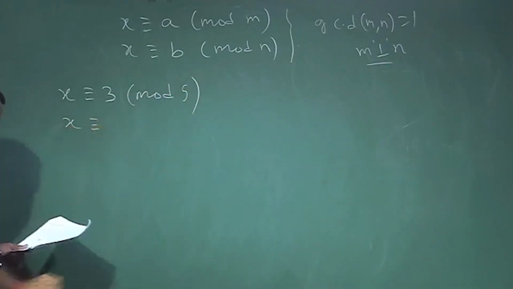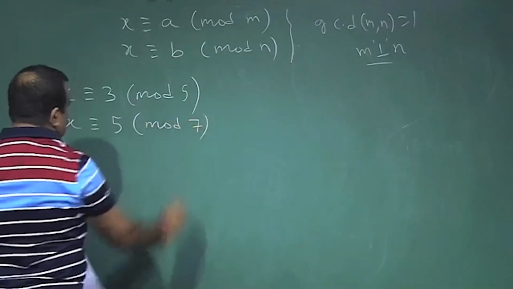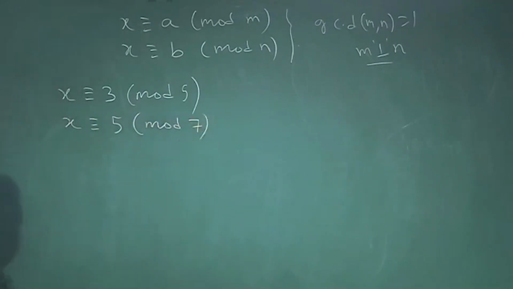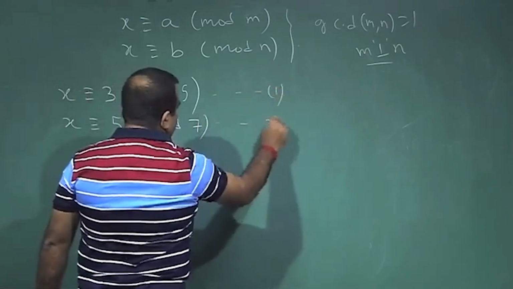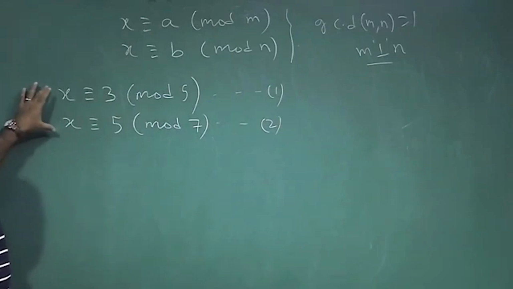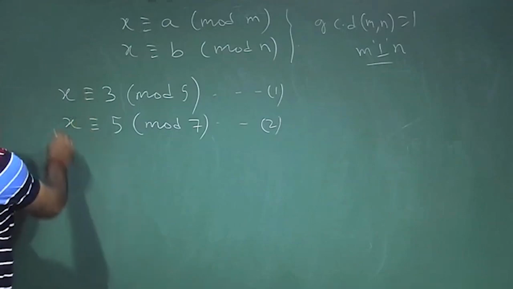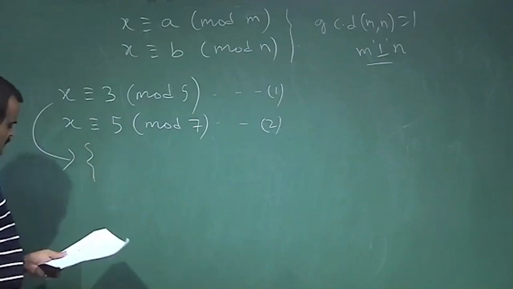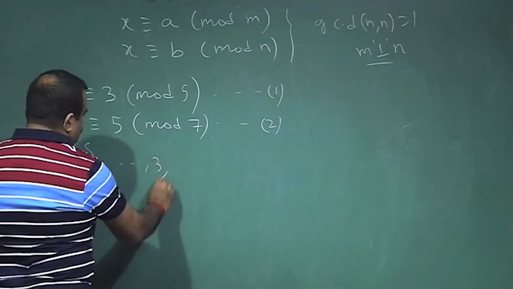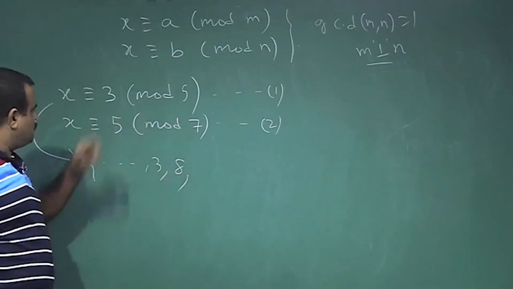and x is congruent to say 5 mod 7. Okay. So now this is equation 1, equation 2. We want to have a solution for this system. So we want to find the value x which satisfies both the equations. The x which satisfy equation 1 are basically all the integers 3, 8, all the integers which when we divide by 5, the remainder should be 3.